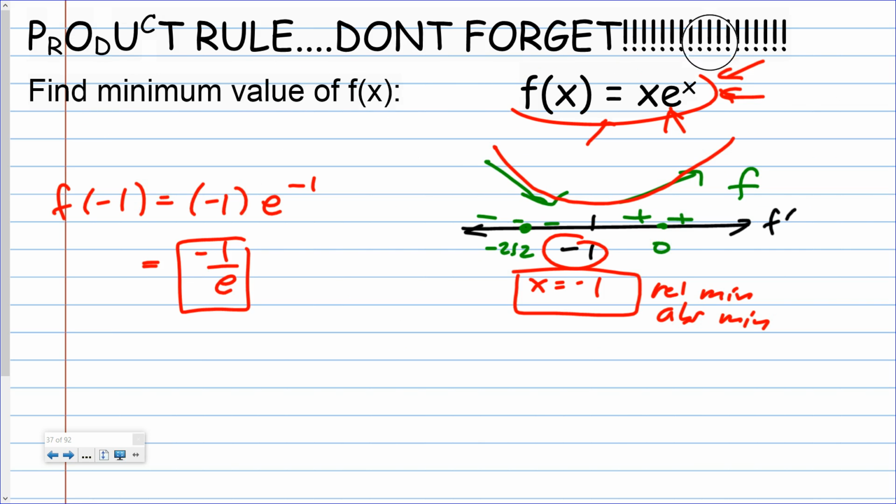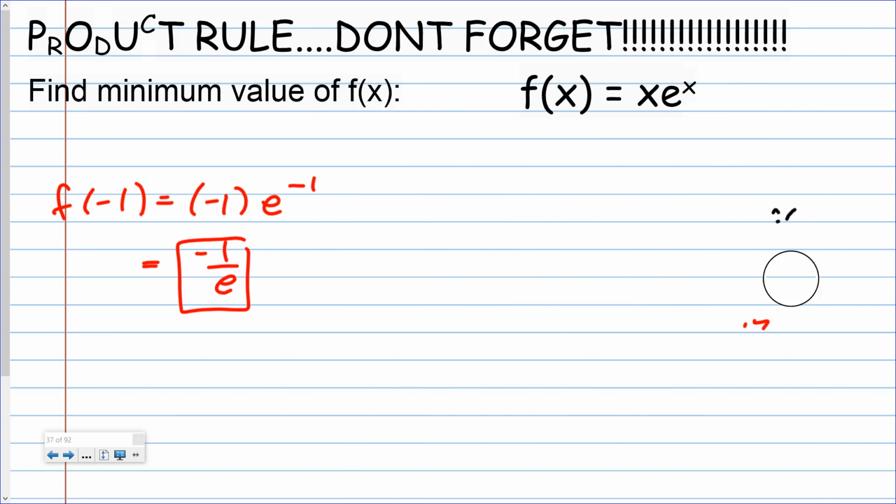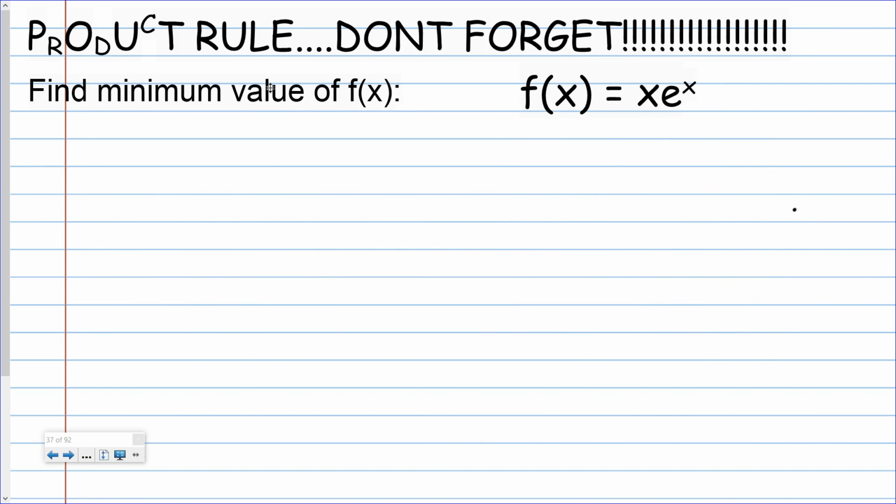Okay, why do we even do derivatives? Well, to find maxes and mins, of course. Okay, so let's see if we can do this one, and you'll definitely see a problem like this again. Okay, find the minimum value of f of x.